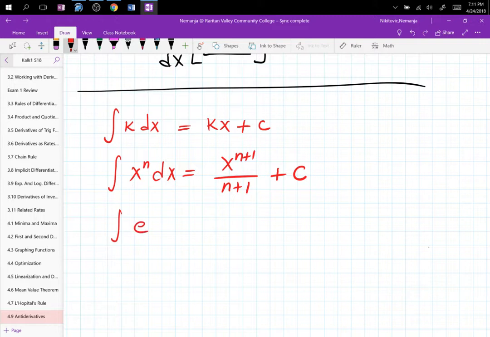Integral of e to the ax dx, remember? E to the 2x, e to the 7x, e to the negative 5x, is going to be, you copy e to the ax and you divide it by a, plus c.